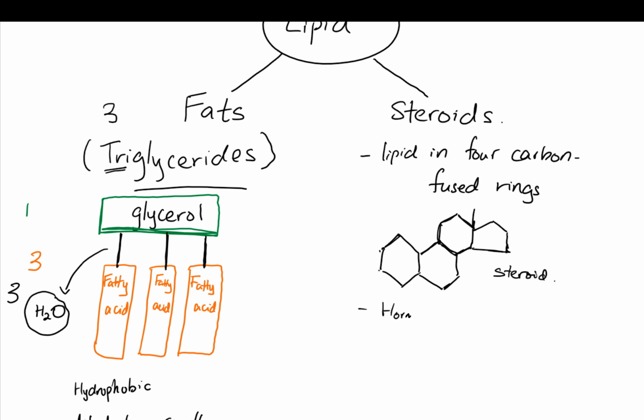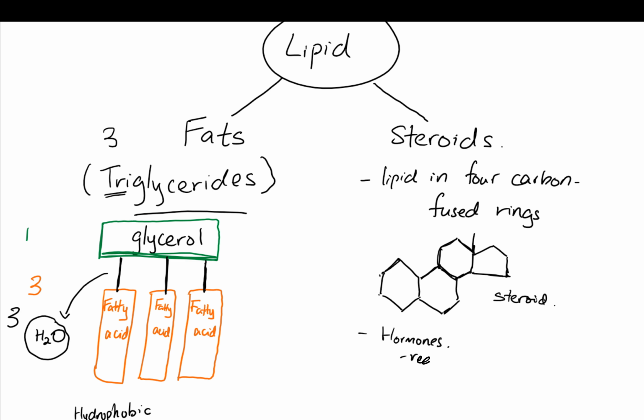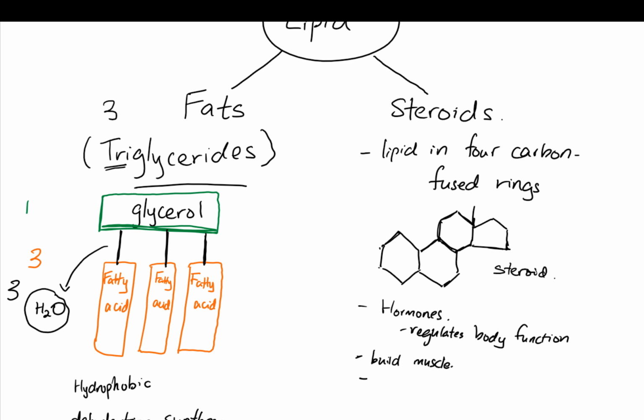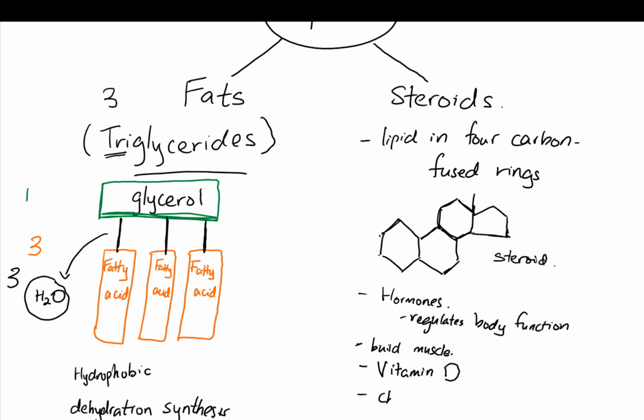We have hormones. Hormones are steroids, and they regulate body functions. And we know that they can help build muscle. It can enhance your muscle. And last but not least, we also know that vitamin D is a type of steroid, so it's important. And to make steroid, our body needs cholesterol. So cholesterol is what we call the precursor. Before we make a steroid, we need cholesterol. That's why vitamin D is considered a fat-soluble vitamin.